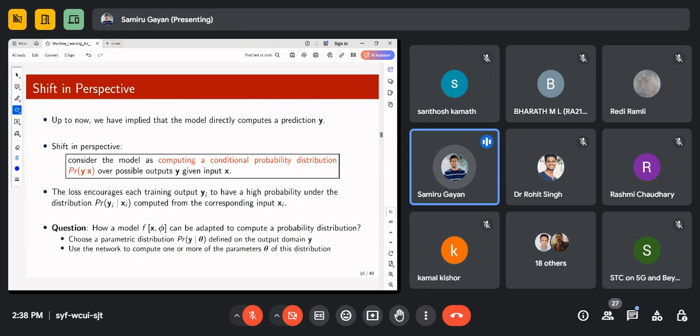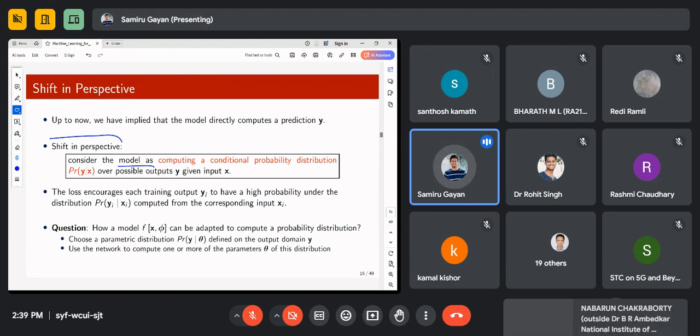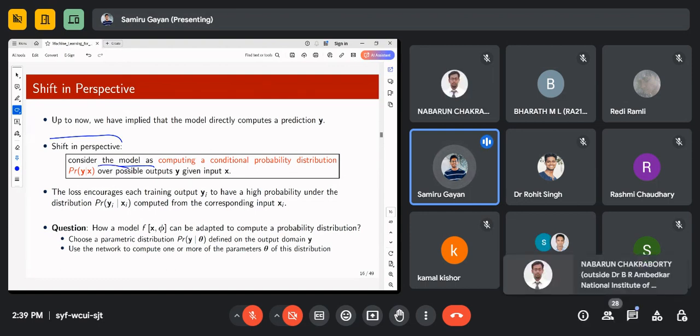What we actually do is we use probability to achieve this goal. So there's a shift in perspective from what we discussed. The concept is similar, but what we do is a little bit different. So we consider the model. In machine learning we build a model, but how we build it is that we consider the model as computing a conditional probability distribution.